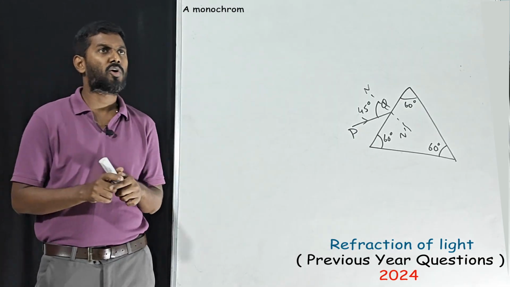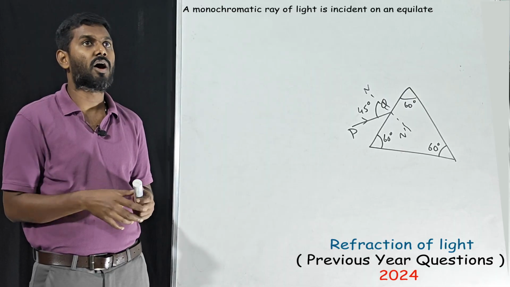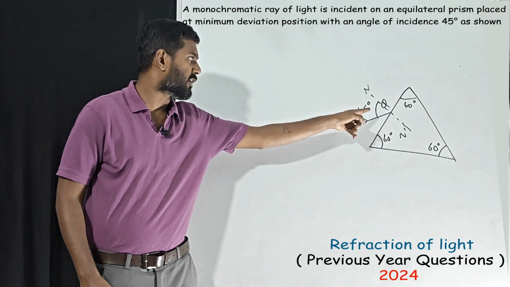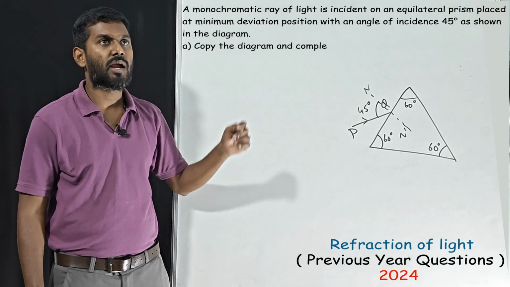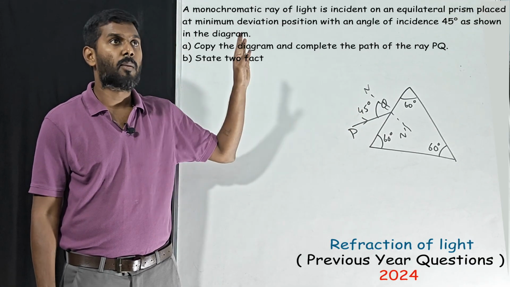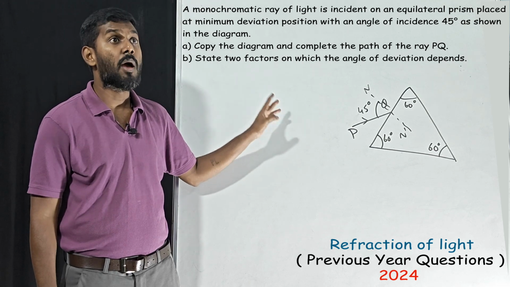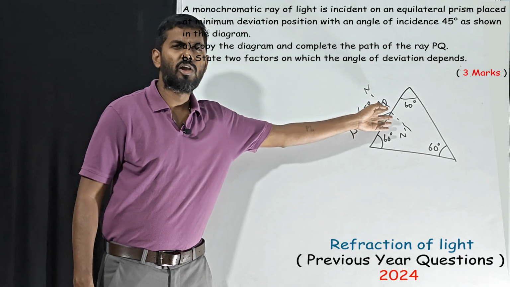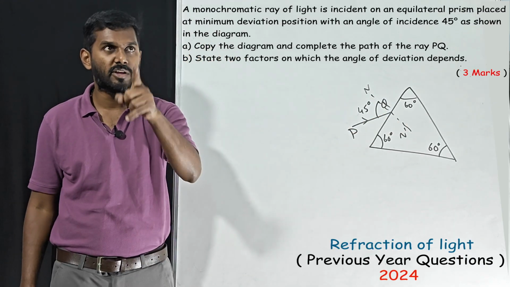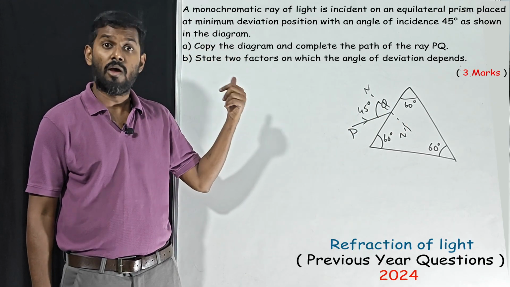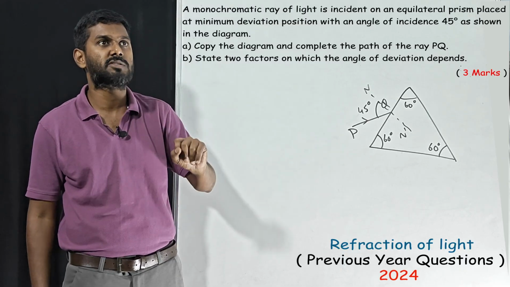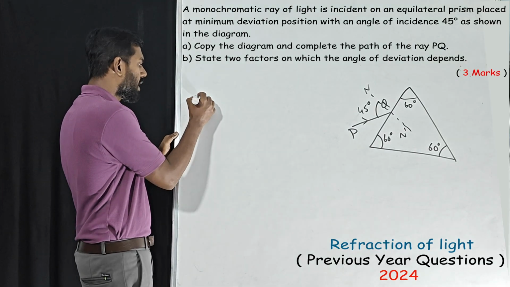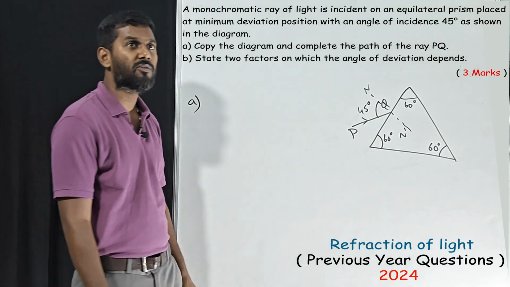Our next question: a monochromatic ray of light is incident on an equilateral prism. Monochromatic means single color light. That is PQ, a single color light, incident on an equilateral prism placed at minimum deviation. Monochromatic is very important: there will be no dispersion, only refraction. Minimum deviation, that you should know. We have drawn a diagram based on minimum deviation with an angle of incidence of 45 degrees, as shown in the diagram. First, copy the diagram and complete the path of ray PQ.